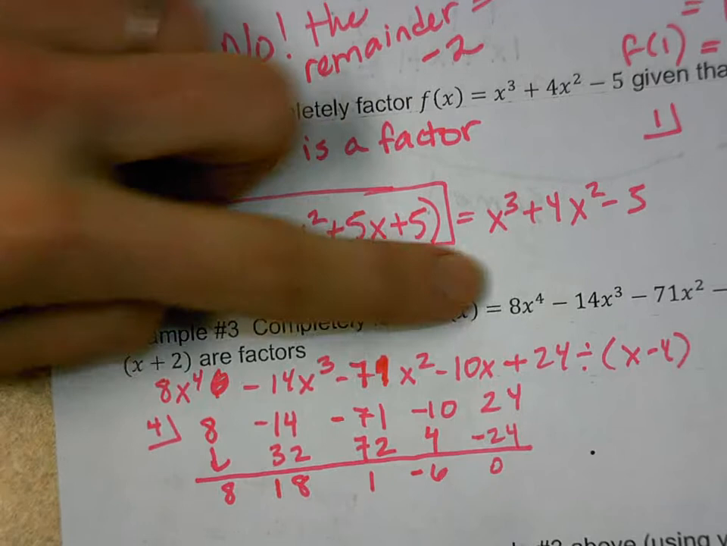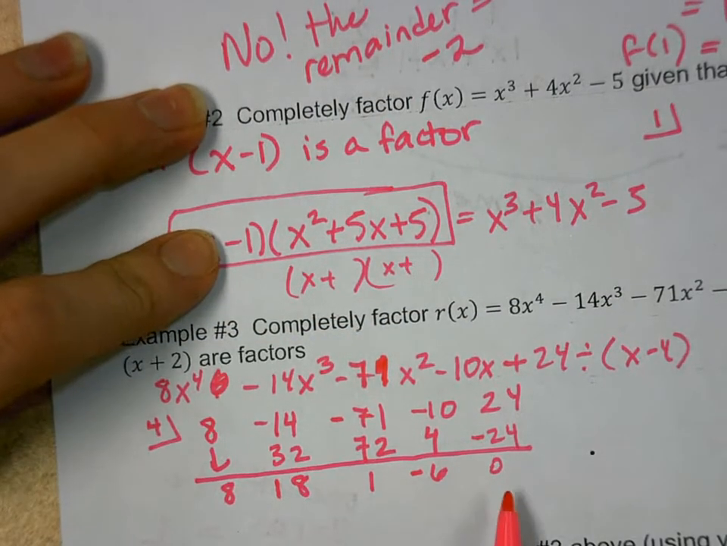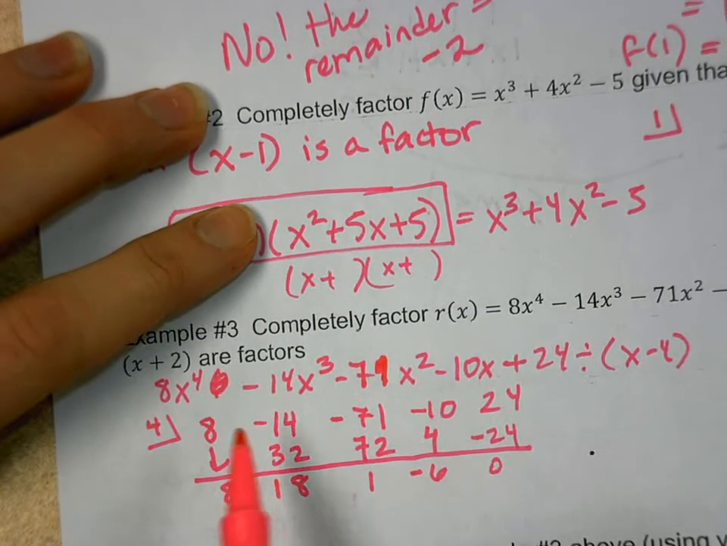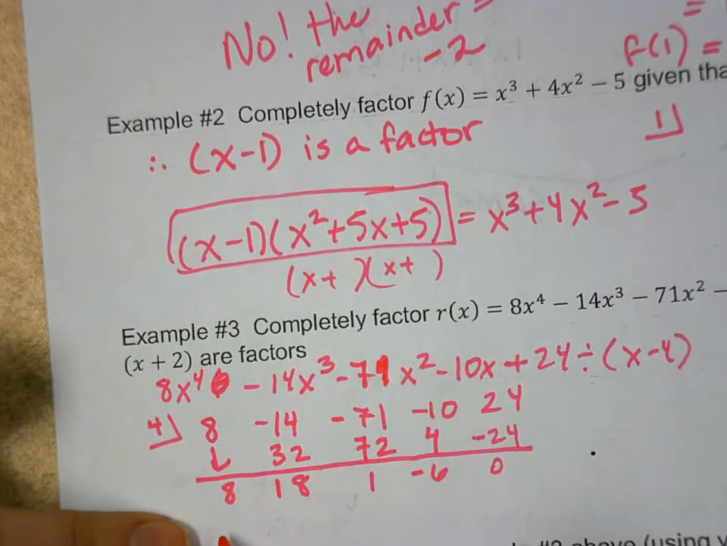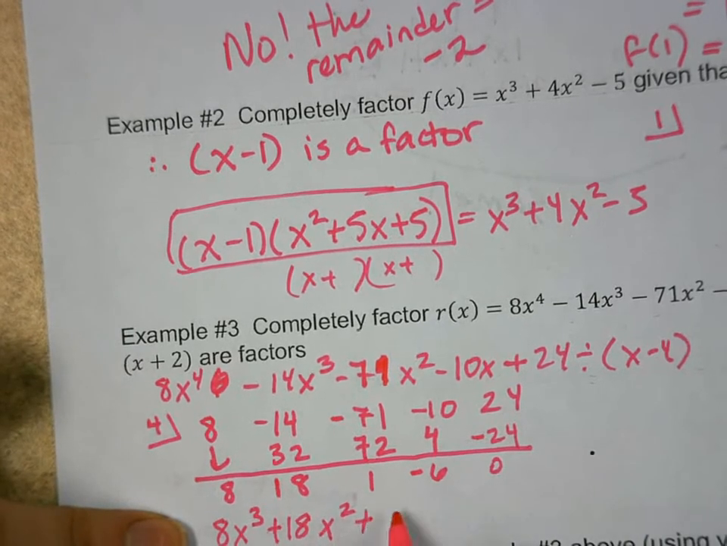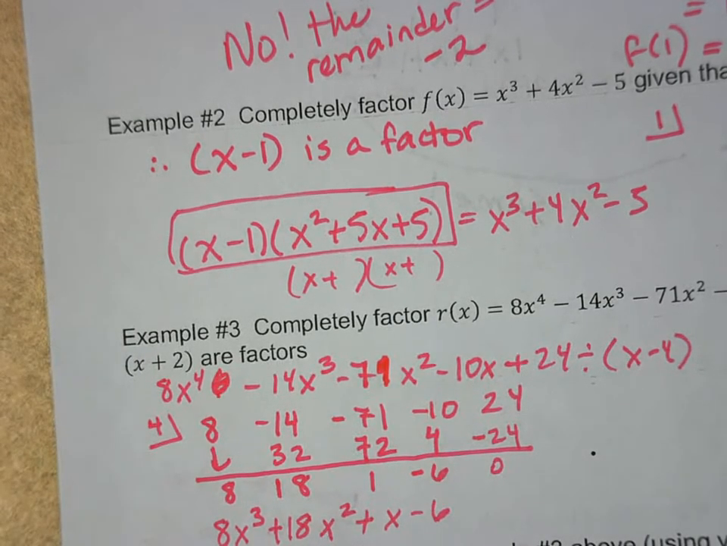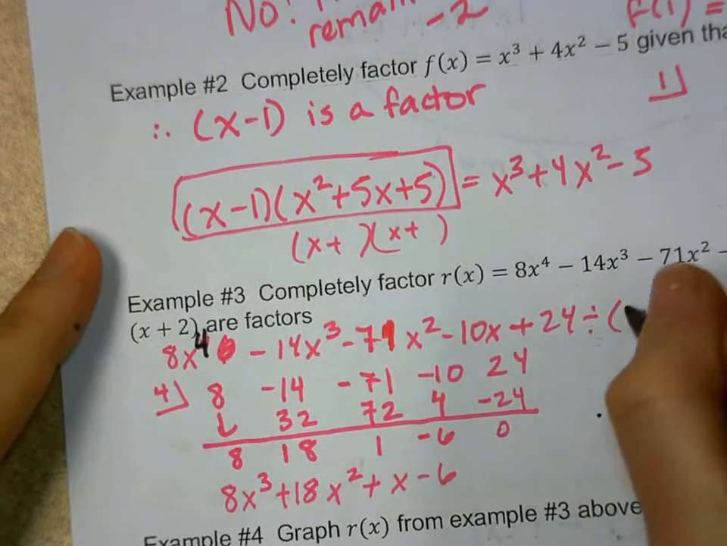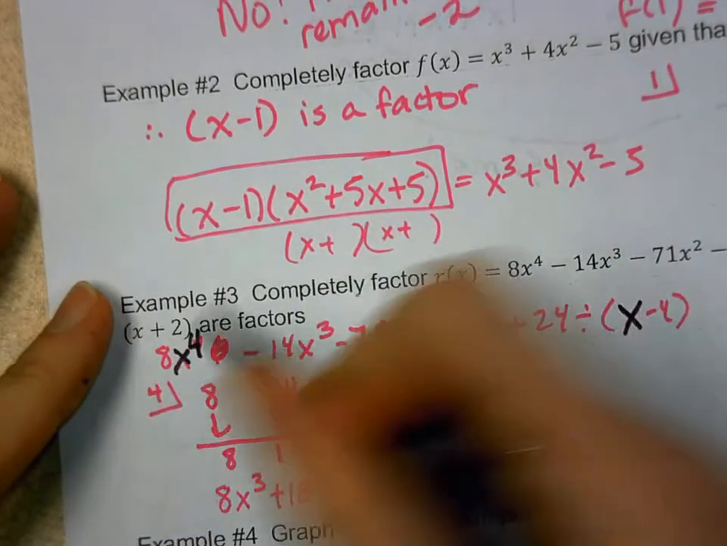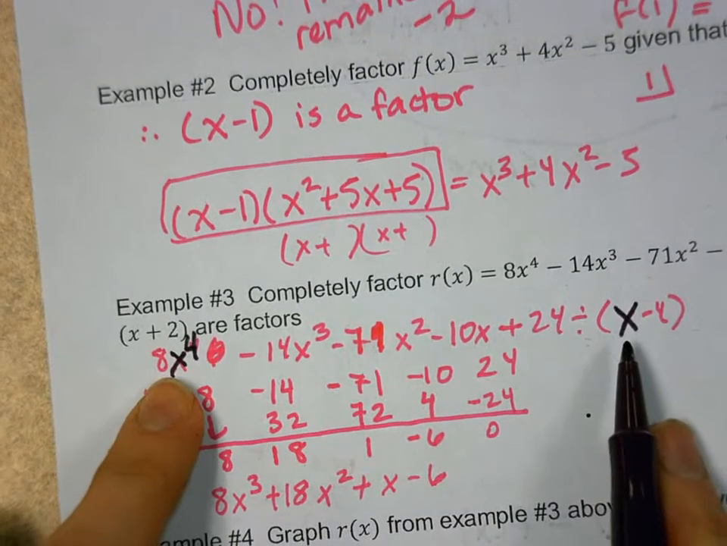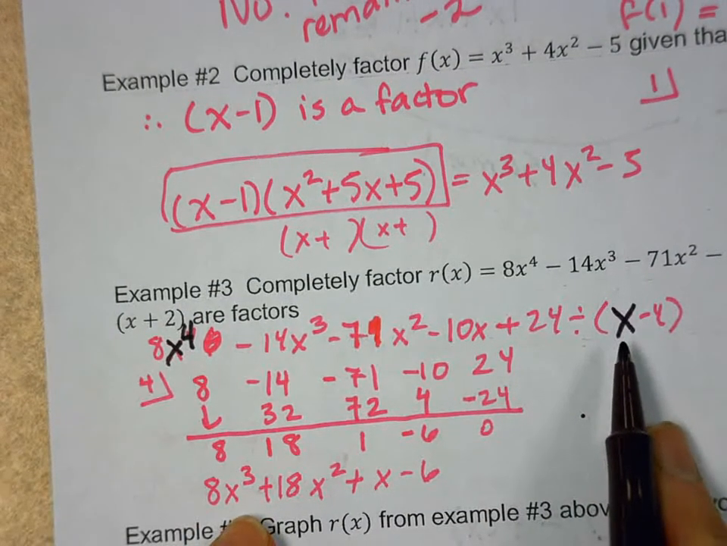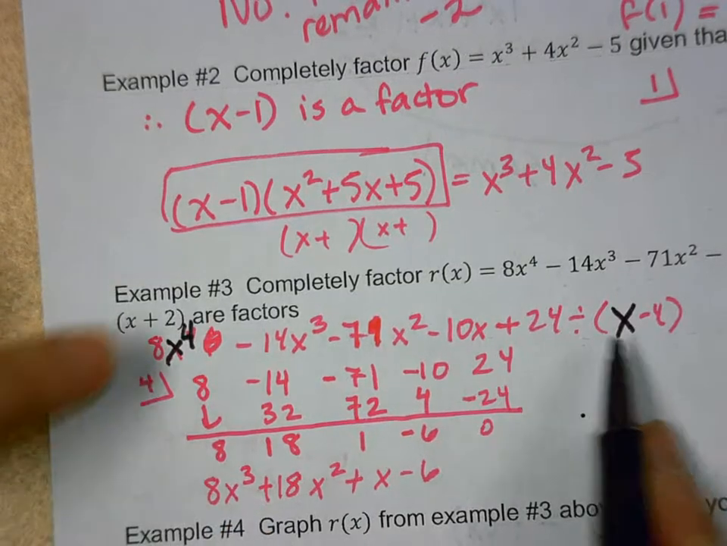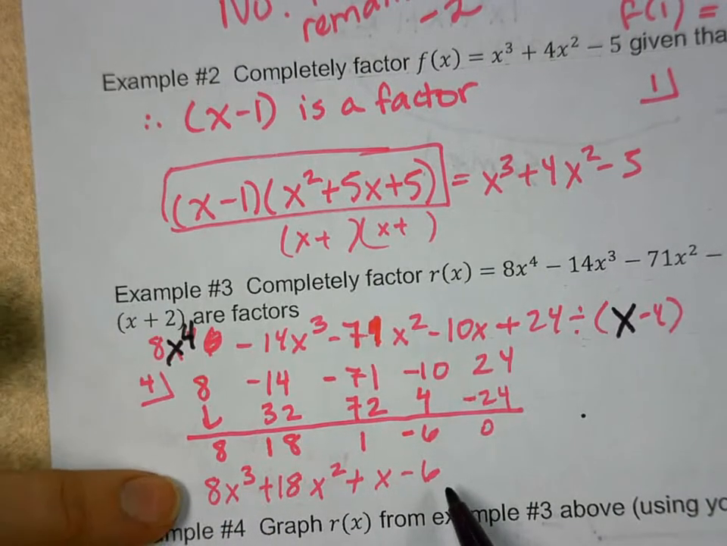So this means that this polynomial divided by x minus 4 will produce this result. 8, and if I put this back in answer format, it would be 8x cubed plus 18x squared plus x minus 6. Wait, so you just dropped the highest one? You drop the highest one because you're taking an x to the 4th and you're dividing it by x. And just like long division, you know that x to the 4th divided by x would start with an x cubed. Okay. All right, so we know that this divided by x minus 4 is going to give me this.